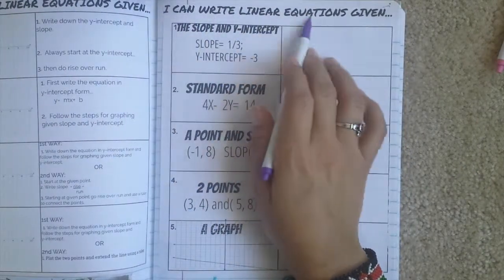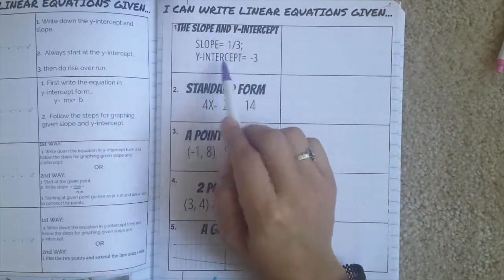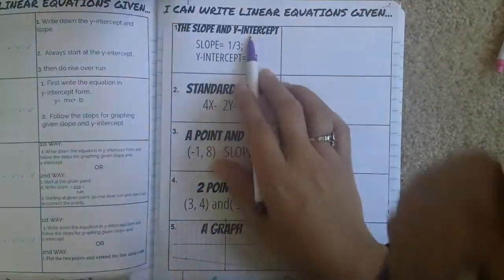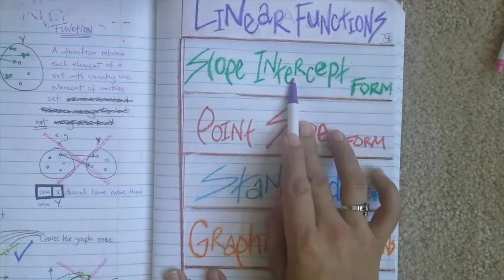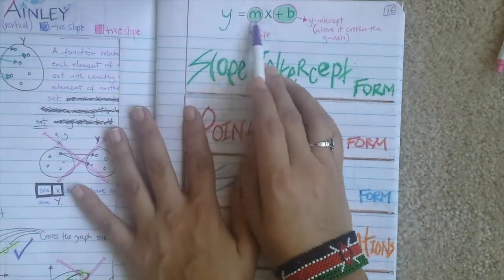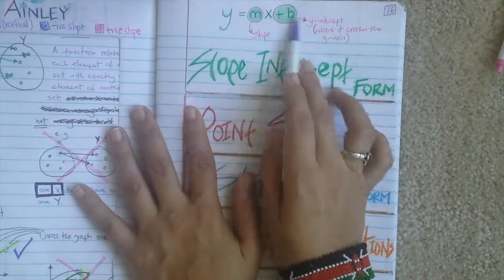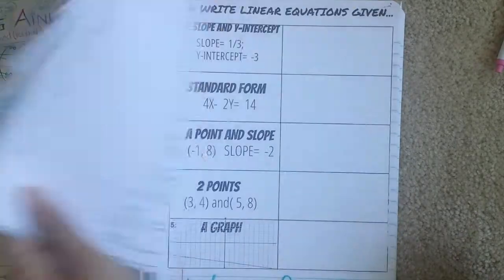I can write linear equations given the slope and the y-intercept. So if the slope is 1/3, the y-intercept is -3. So we're going to go down to where it says slope-intercept form, because I'm being given the slope and the intercept. y equals mx plus b. m is the slope, b is the y-intercept.